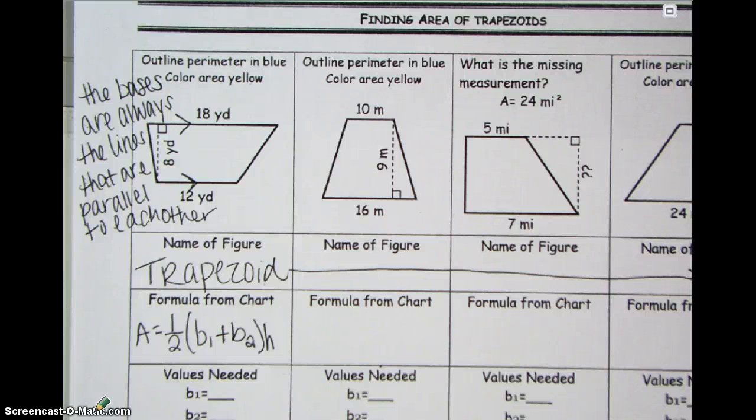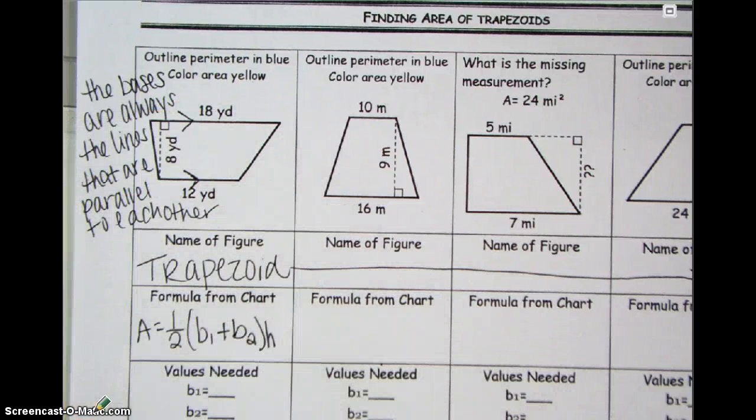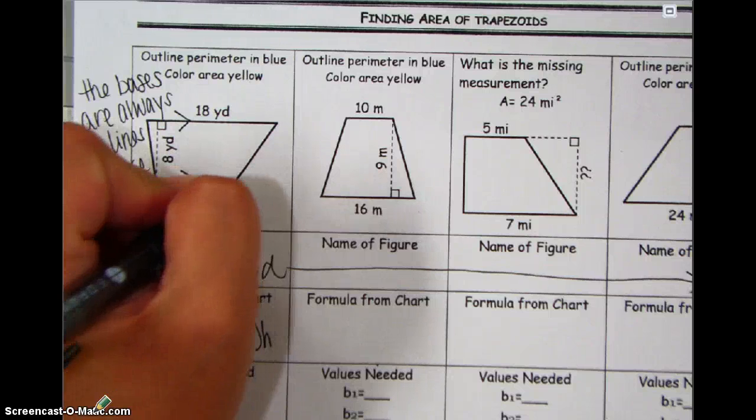Okay, so for this trapezoid, what do we want to call base 1, Manuel? Remember, your bases are the two that are parallel to each other. Which one do you want to call base 1? Okay, cool. Manuel wants to do base 1 is the 12 yards.